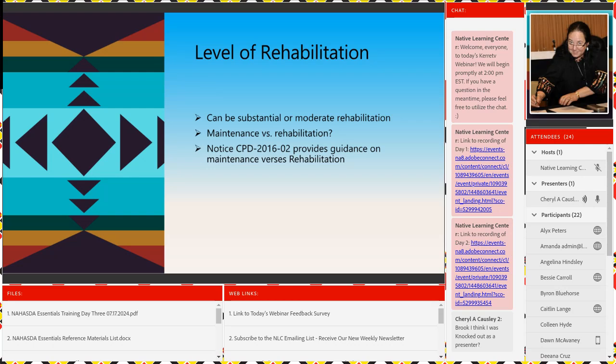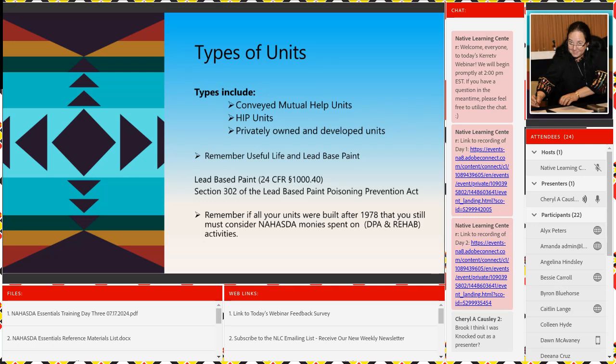Is it maintenance versus rehab? There is a notice that provides guidance. It's CPD 2016-02, which provides guidance on what maintenance is versus rehab. Just for reading pleasure. Types of units: conveyed mutual help units, HIP units. That's a BIA program. Privately owned and developed units.